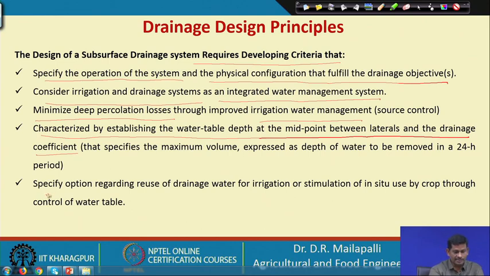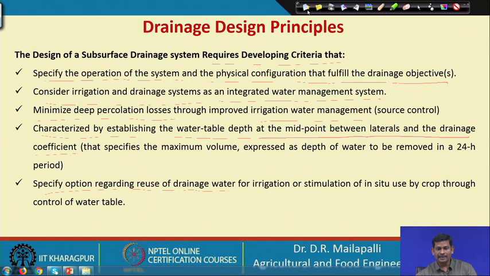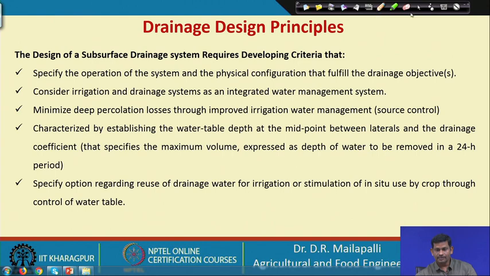And specify the option regarding reuse of drainage water, whether the drainage water needs to be reused back as irrigation water or not. That also needs to be specified. So, these are the main basic things we need to consider before designing a drainage system.